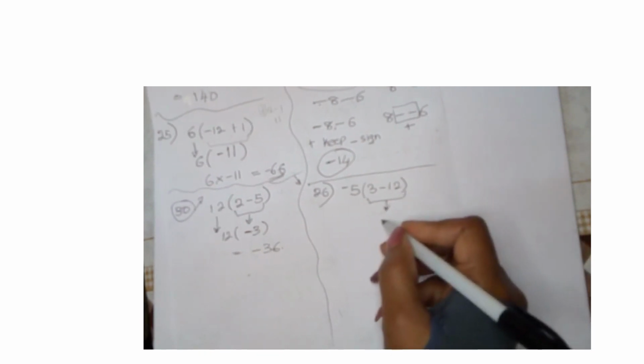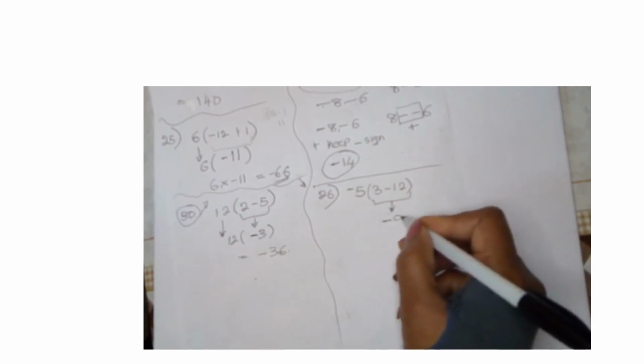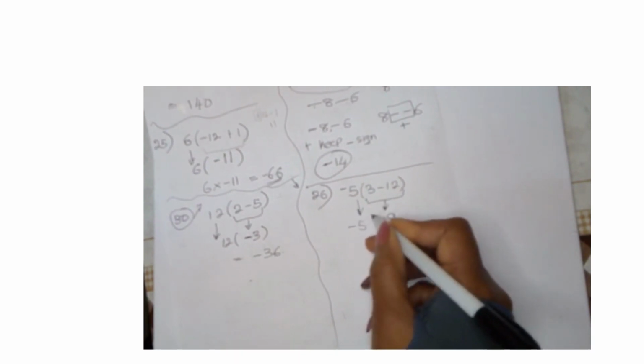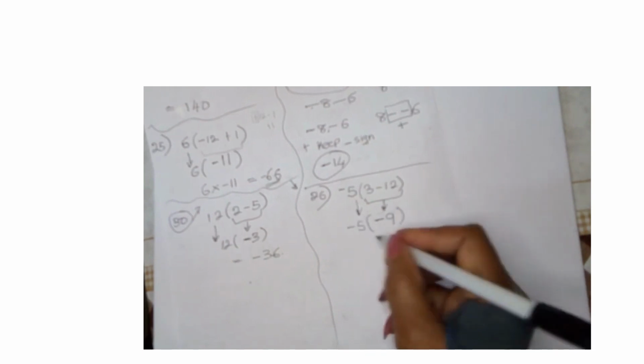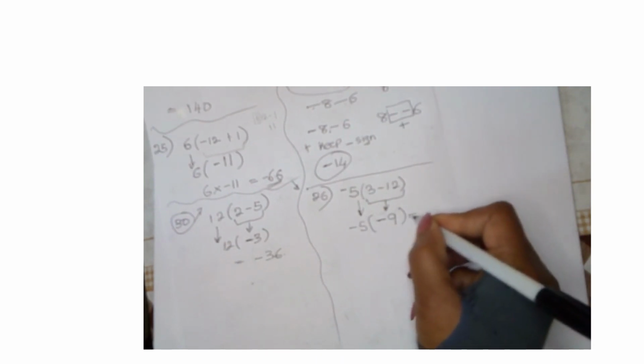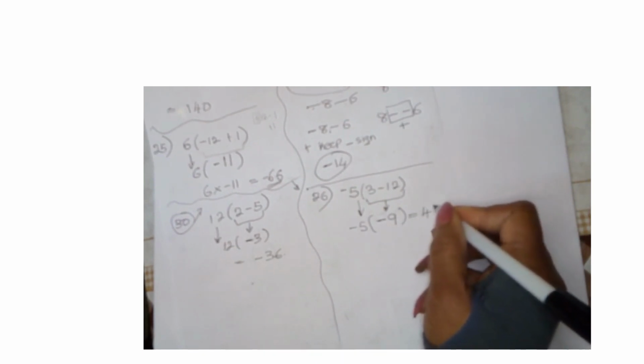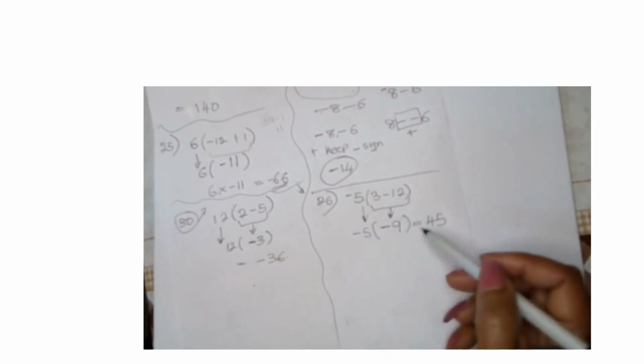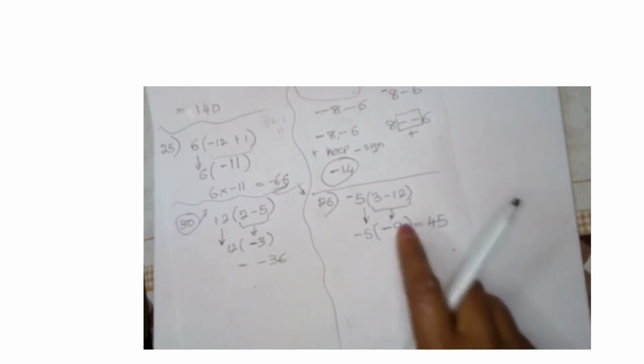And you bring down this negative 5. So you have negative times negative. The answer is positive 45. It's positive because you have two negatives. The answer will be negative if you have only one negative sign.